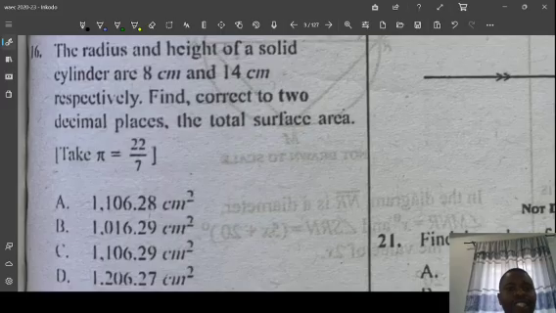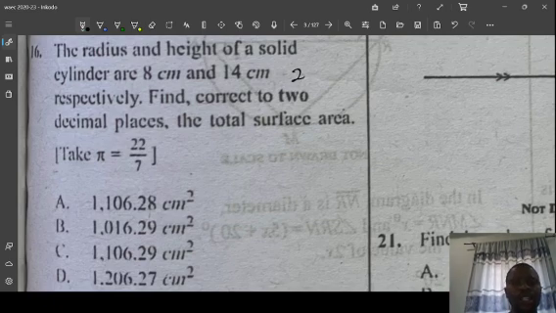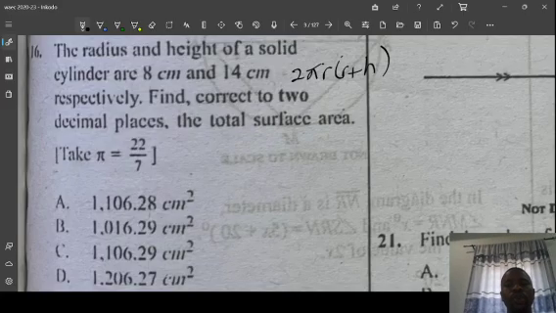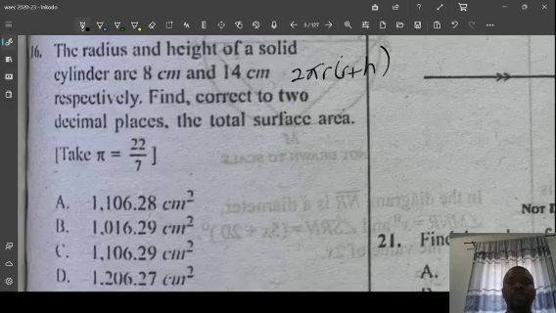Welcome to question 16. It says the radius and height of a solid cylinder are 8 centimeters and 14 centimeters respectively. Find, correct to two decimal places, the total surface area. Now, what you need to know is the formula for the total surface area. Once you know it, you can simply input the parameters in the question and you are done. So the formula for total surface area of a cylinder is 2 pi r into r plus h, where r stands for the radius and h stands for the height. So we are given the radius, the height, and even pi in the question. All we need to do is to input.